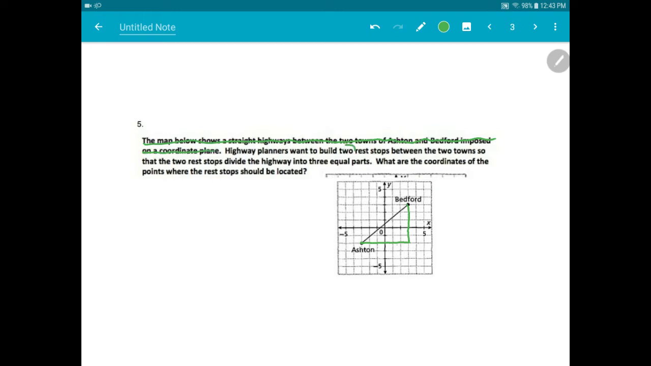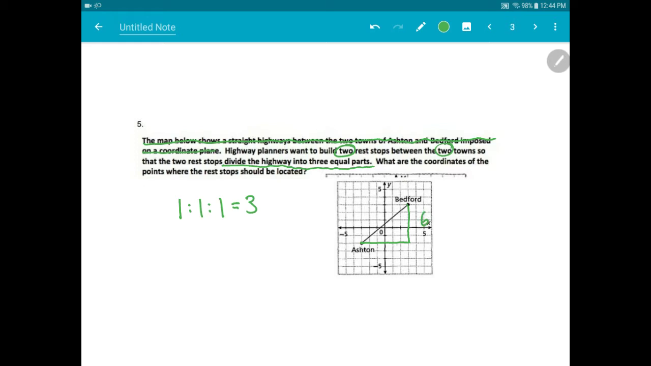Highway planners want to build 2 rest stops between the 2 towns, so that the 2 rest stops divide the highway into 3 equal parts. So if we're getting 3 equal parts, what we're actually building is 1 to 1 to 1. So a ratio you haven't seen before. 3 equal parts.